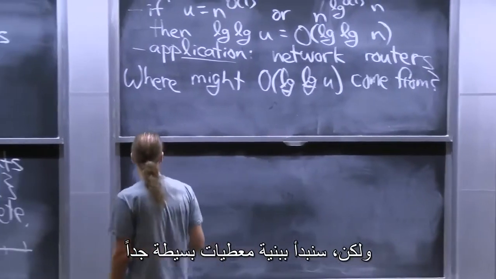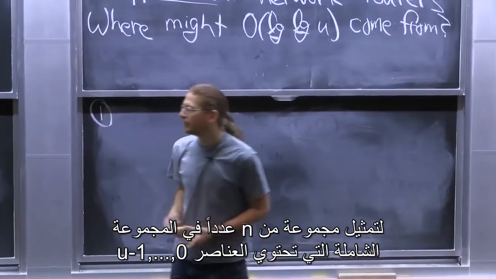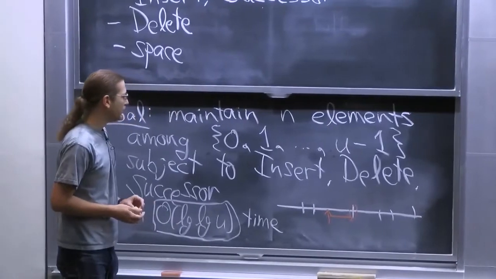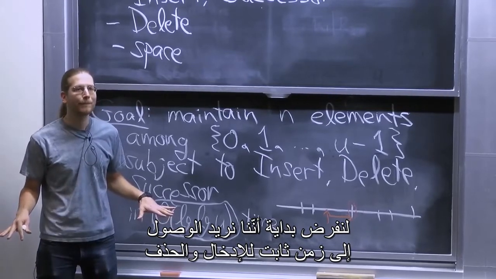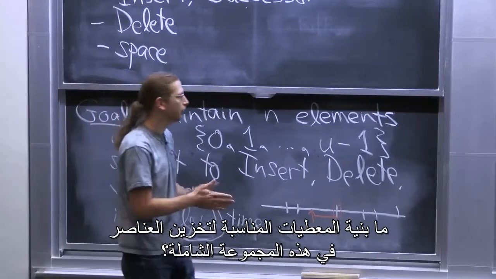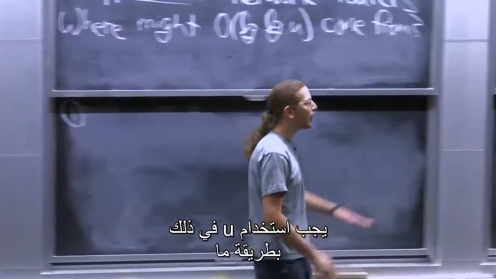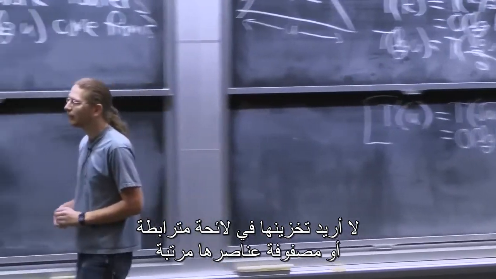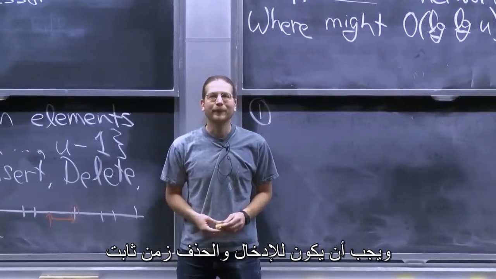But we're going to start with a very simple data structure for representing a set of n numbers from the universe 0 up to u minus 1. And let's say initially our goal is for insert and delete to be constant time. But let's not worry about successor. Successor could take linear time. What would be a good data structure for storing items in this universe? I don't just want to store them in a linked list of items or a sorted array of items. I would like insert and delete to be constant time.